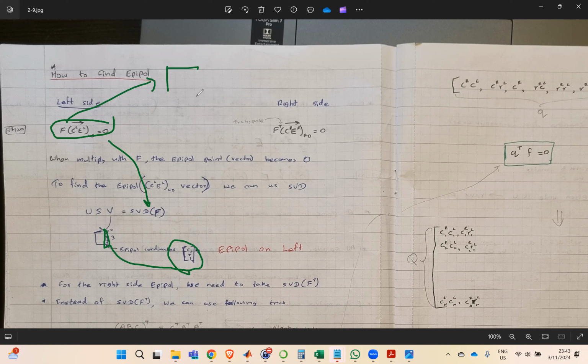F is a big matrix. And what is E? It's a long vector. What is this vector? It's the column, row, and 1 coordinates of the epipole, and F times E equals 0. If a big matrix multiplied with a vector equals 0, this is our homogeneous equation. Then this can be solved with SVD.